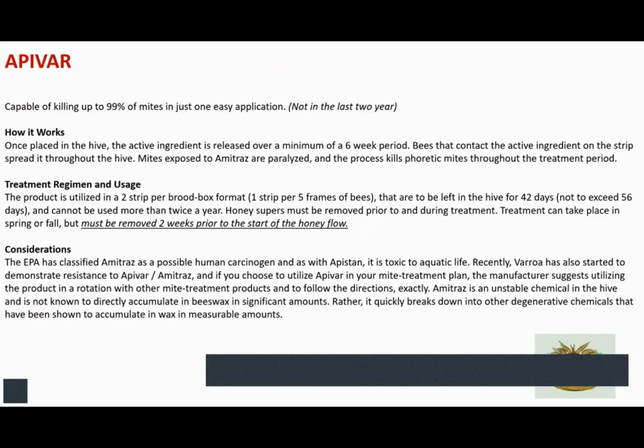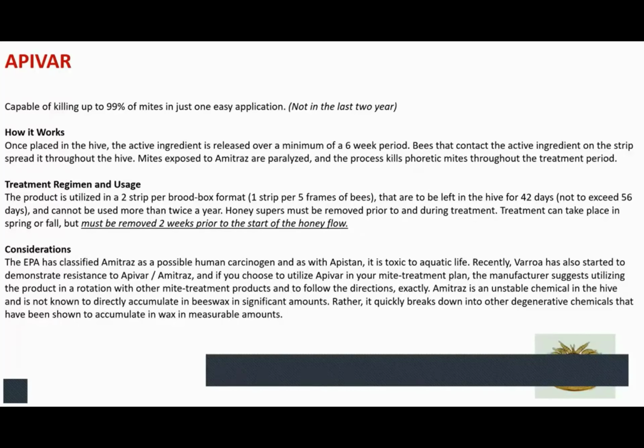Like if you use it in the spring, then you have to be able to know when your flow is going, because it needs, I think, a week maybe, or 2 weeks. I'll read that here. But yeah, it cannot be used more than twice a year. Honey supers must be removed prior and during treatment. Treatment can take place in the spring and fall, but must be removed 2 weeks prior to the start of the honey flow. So that makes you think a little bit.